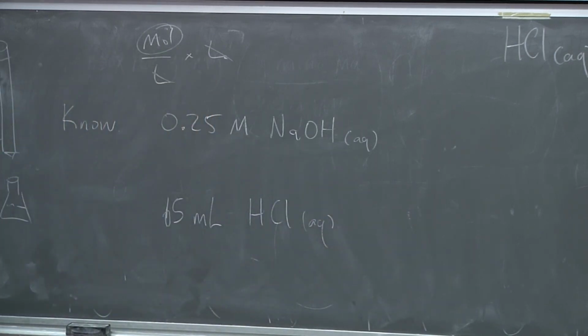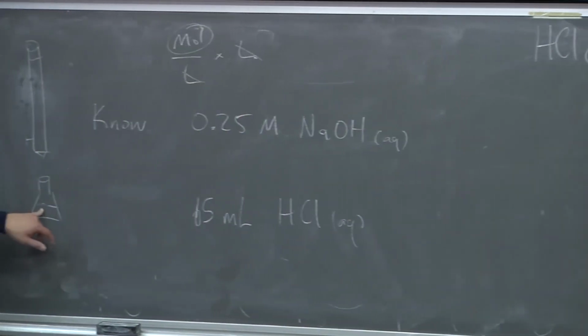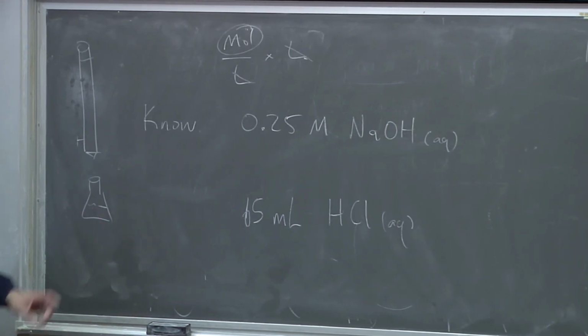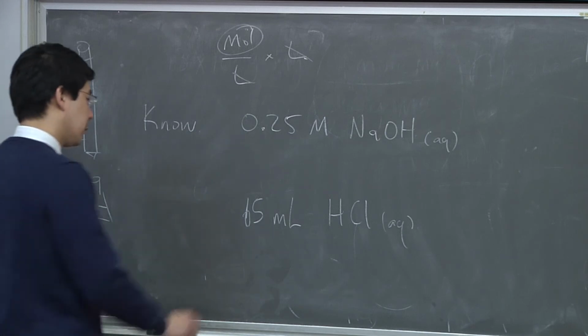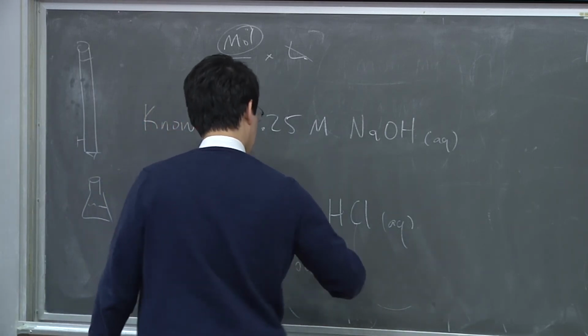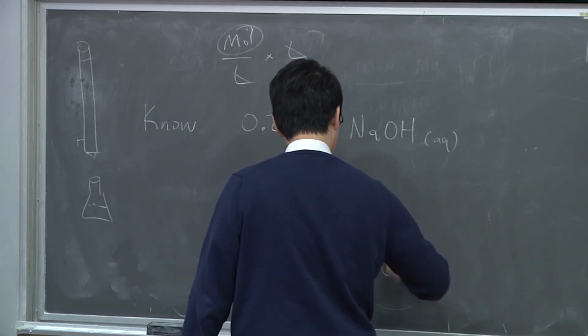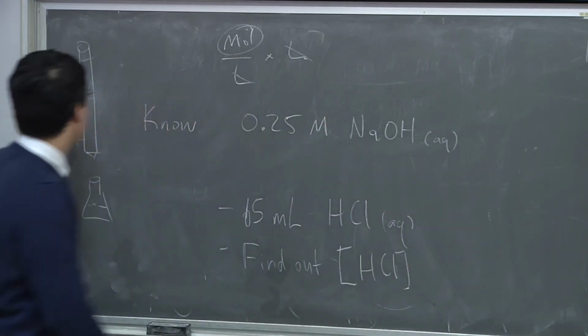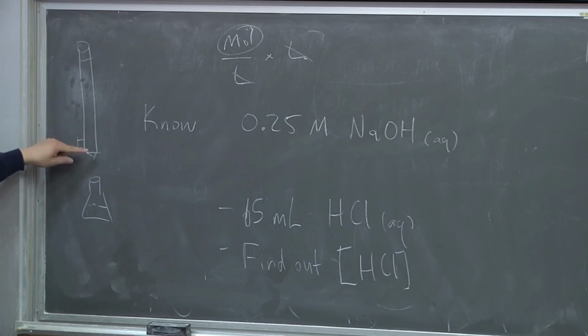Right, so this is kind of what you start with. You have 65 milliliters of aqueous HCl. You don't know the concentration. You want to find out the concentration. So what you need to do is find out the molar concentration of HCl, and you're going to do that by titrating the sodium hydroxide solution in.